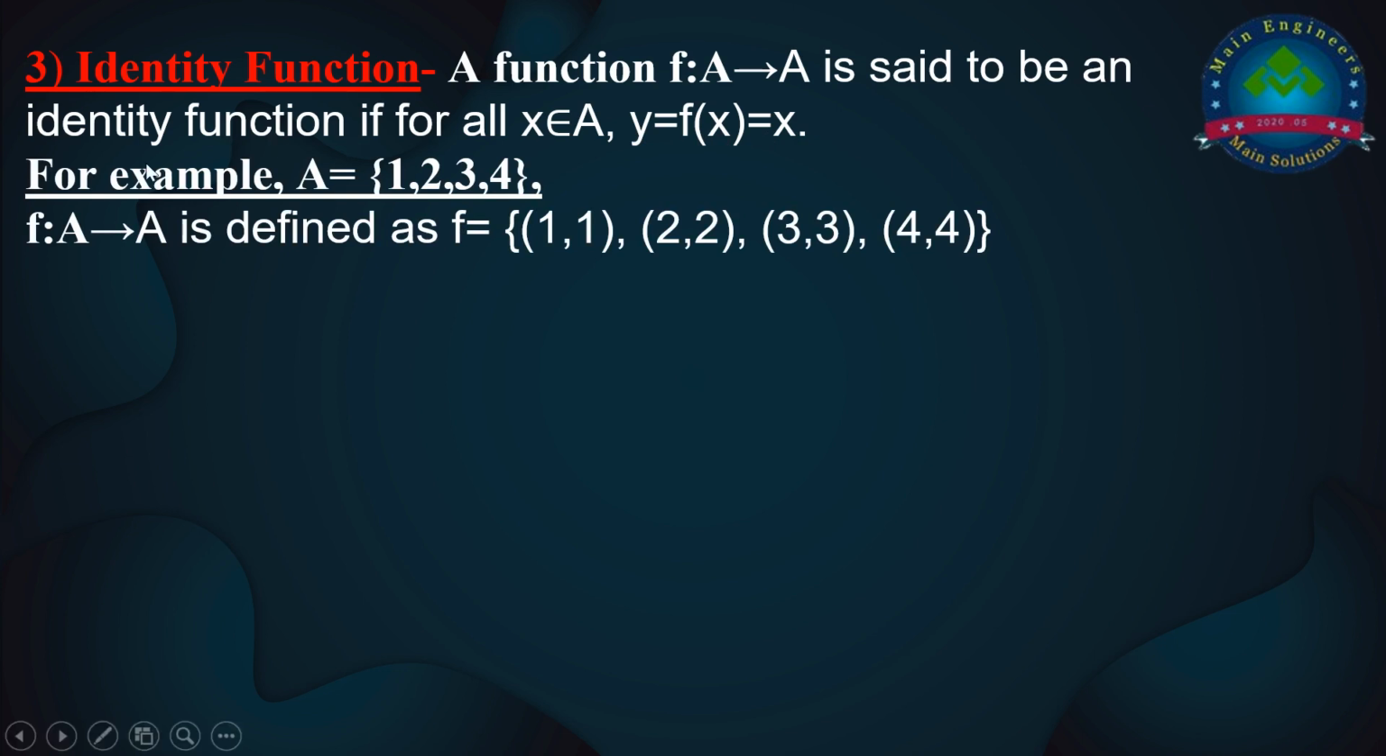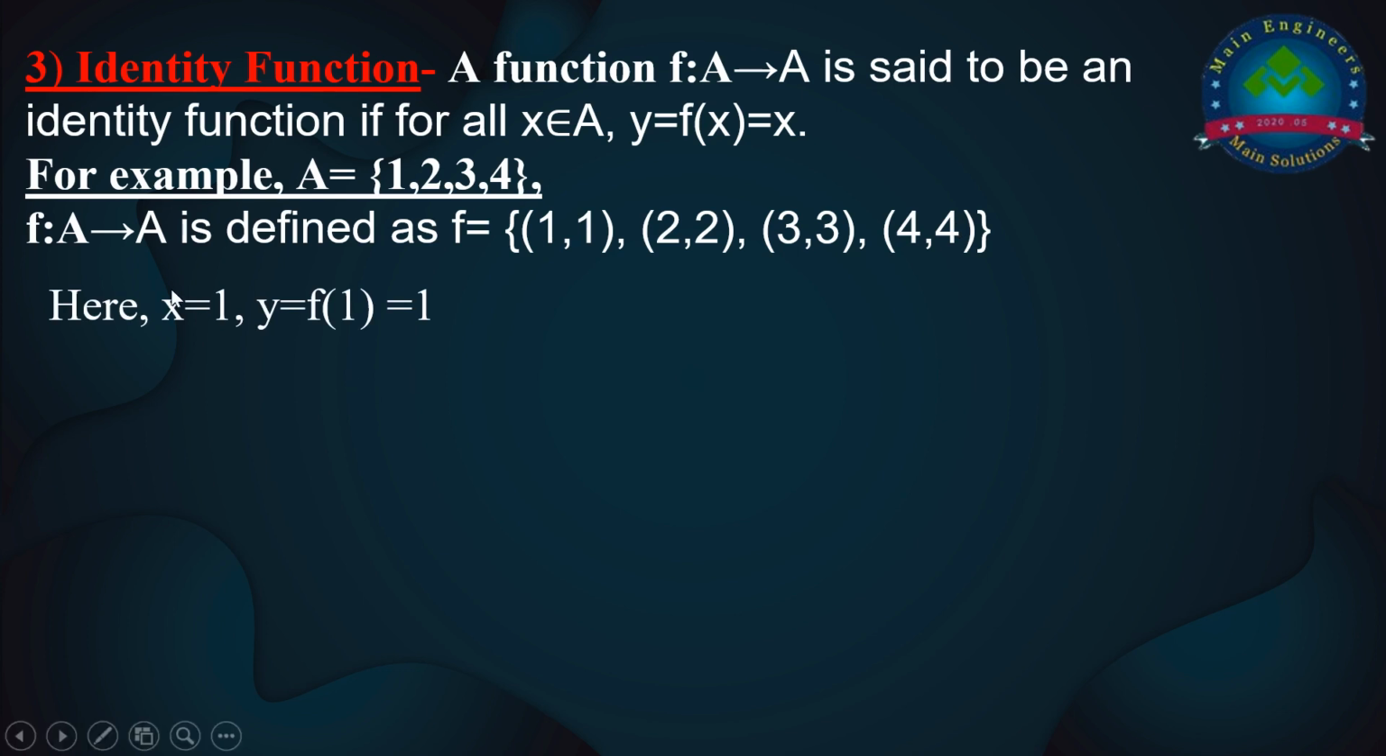Let's give an example. For example, A = {1, 2, 3, 4}. So f: A → A is defined as f = {(1,1), (2,2), (3,3), (4,4)}. As you see, same input, same output, same input, same output, same input, same output, same input, same output.